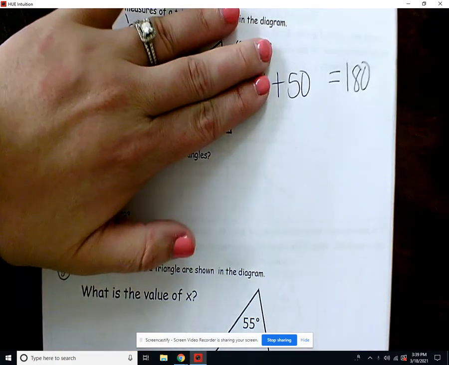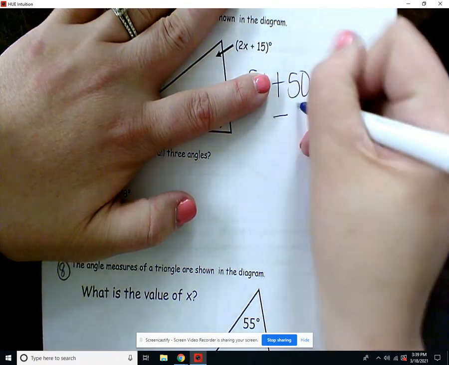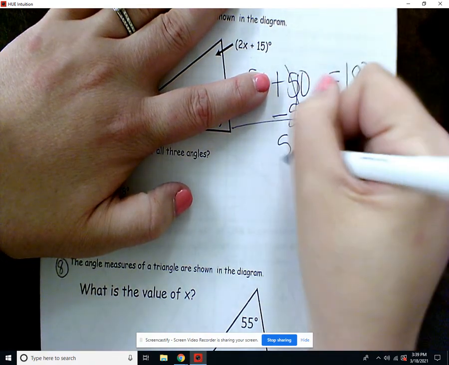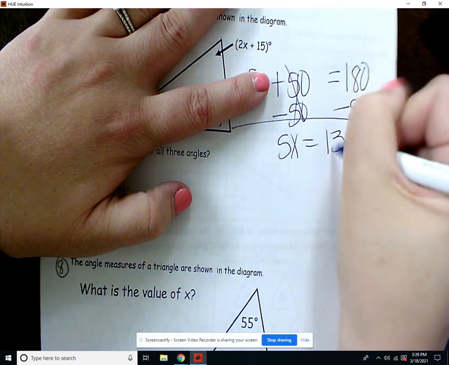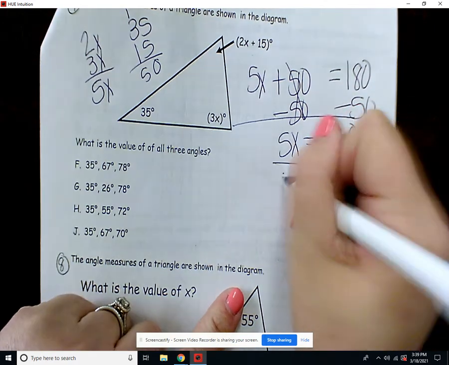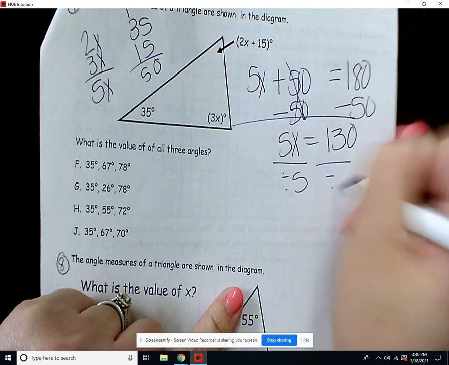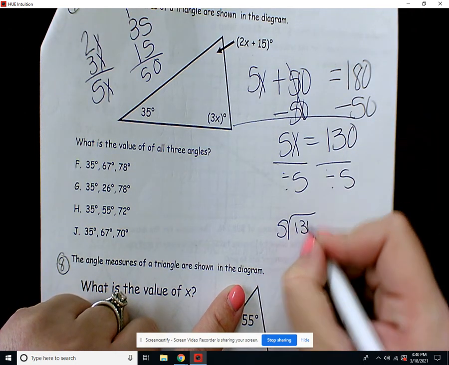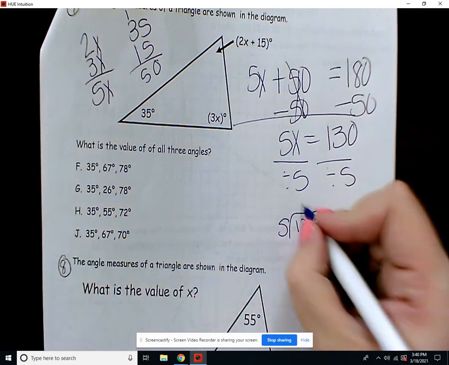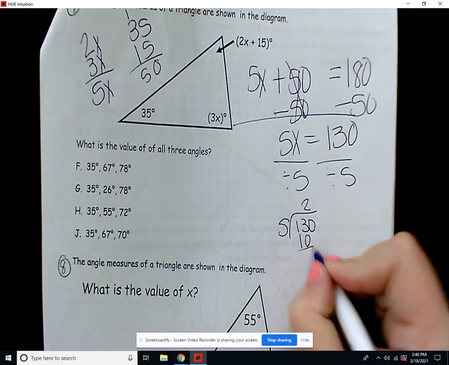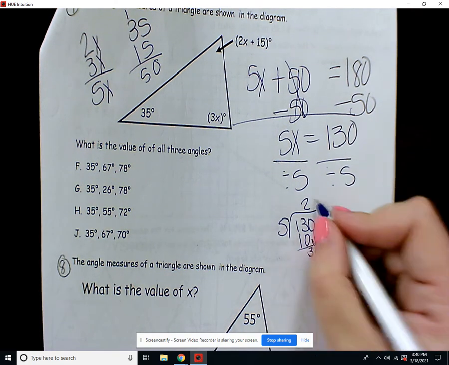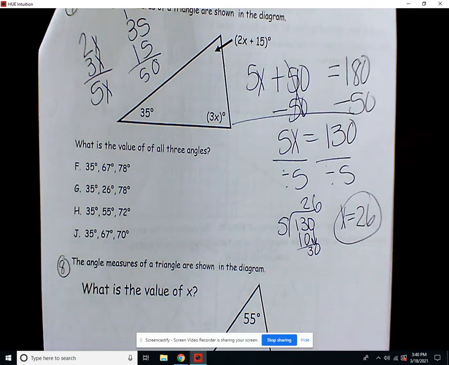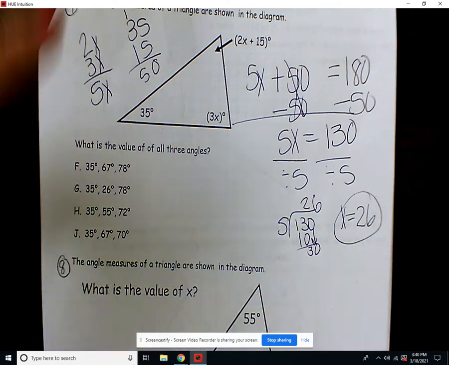So cover up your 5x. Opposite of plus 50 is minus 50. We get 130. 5x means to multiply, so the opposite, which is divide. 5 into 130. 5 will go into 13 2 times. And then 5 will go into 30 6 times. So x equals 26. Okay, but the question wants to know what the angles are.